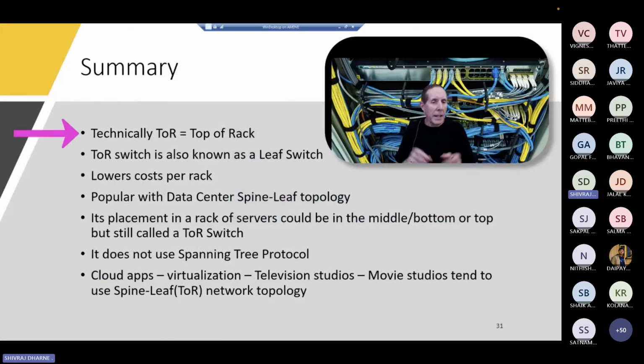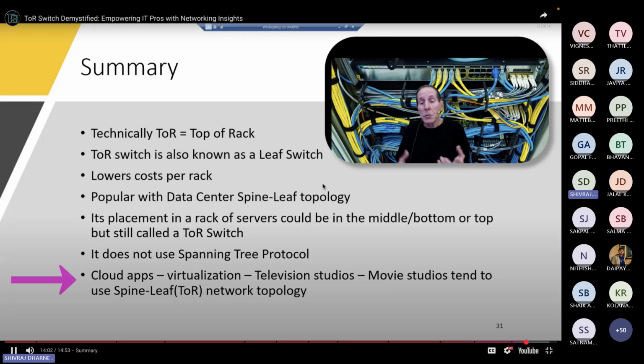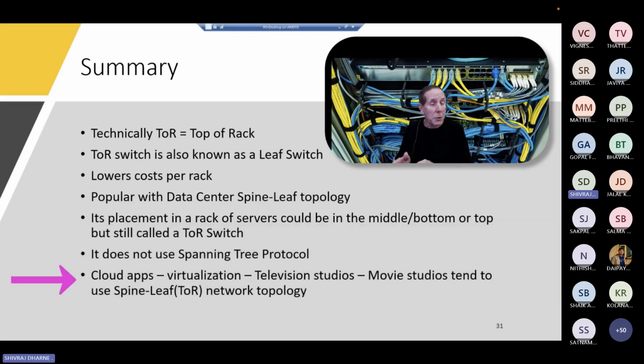So in summary, technically ToR is simply top of rack. ToR switches are also known as leaf switches. They lower the cost per rack and are popular with data centers with a spine leaf topology. Its placement in a rack of servers could be in the middle, the bottom, or the top, but it's still called a ToR switch. It does not use spanning tree protocol. Cloud applications, virtualization, television studios, movie studios tend to use spine leaf for network topology.